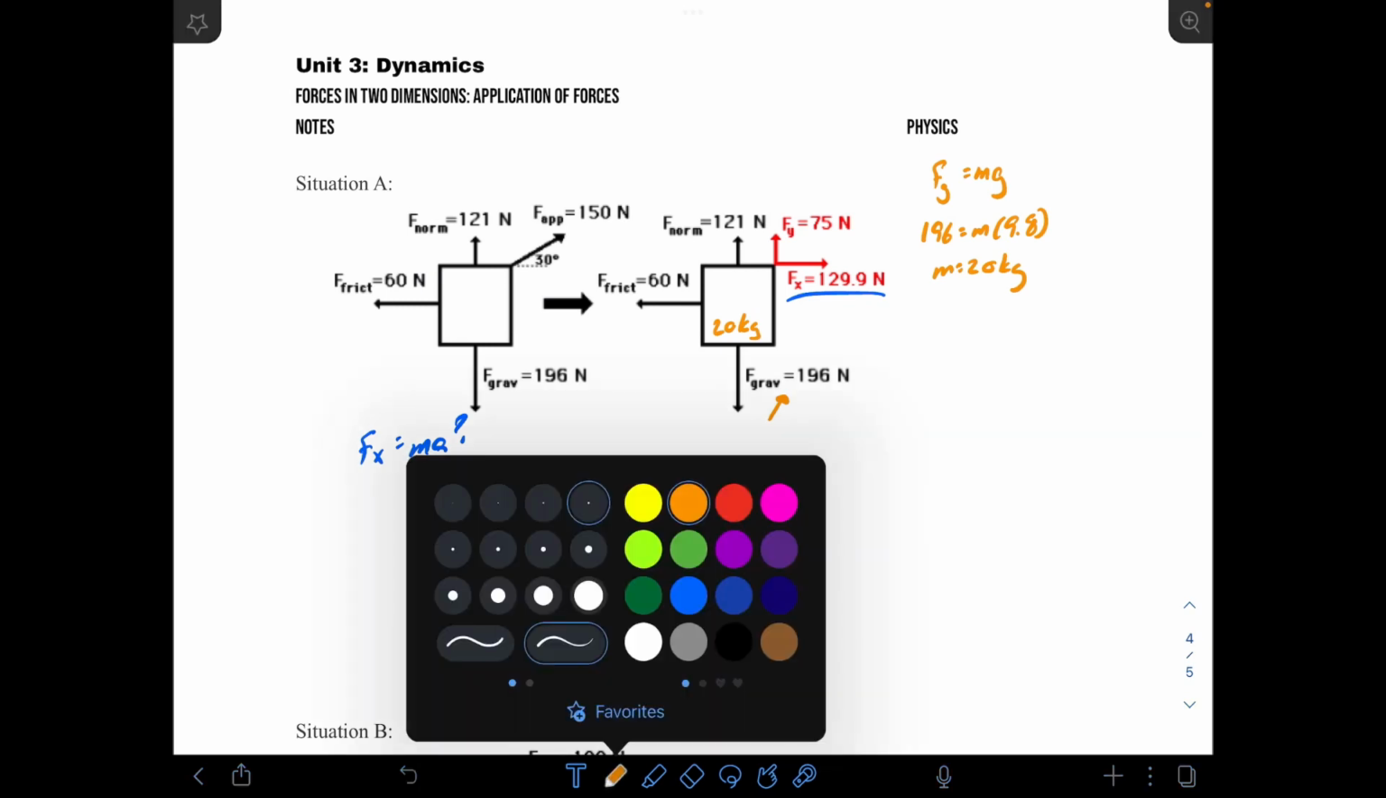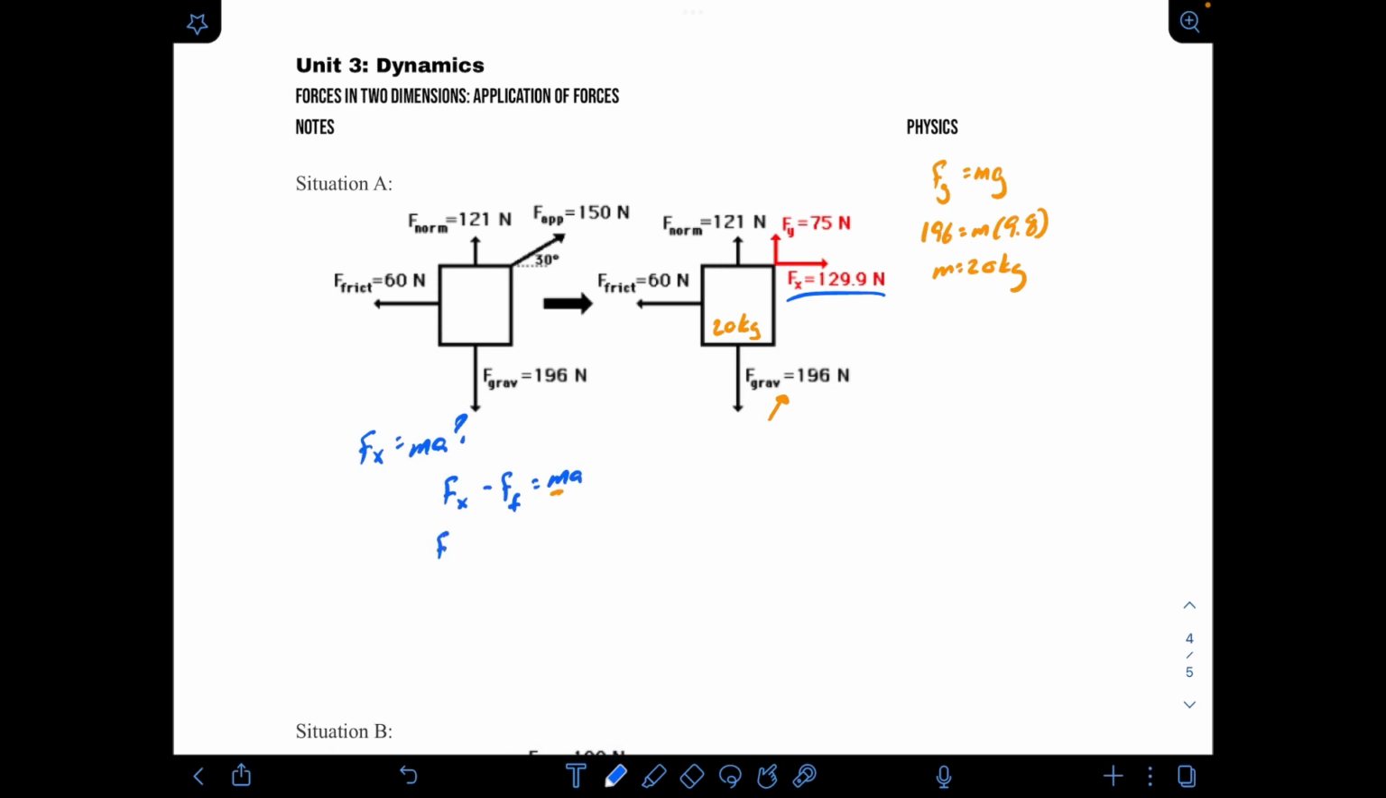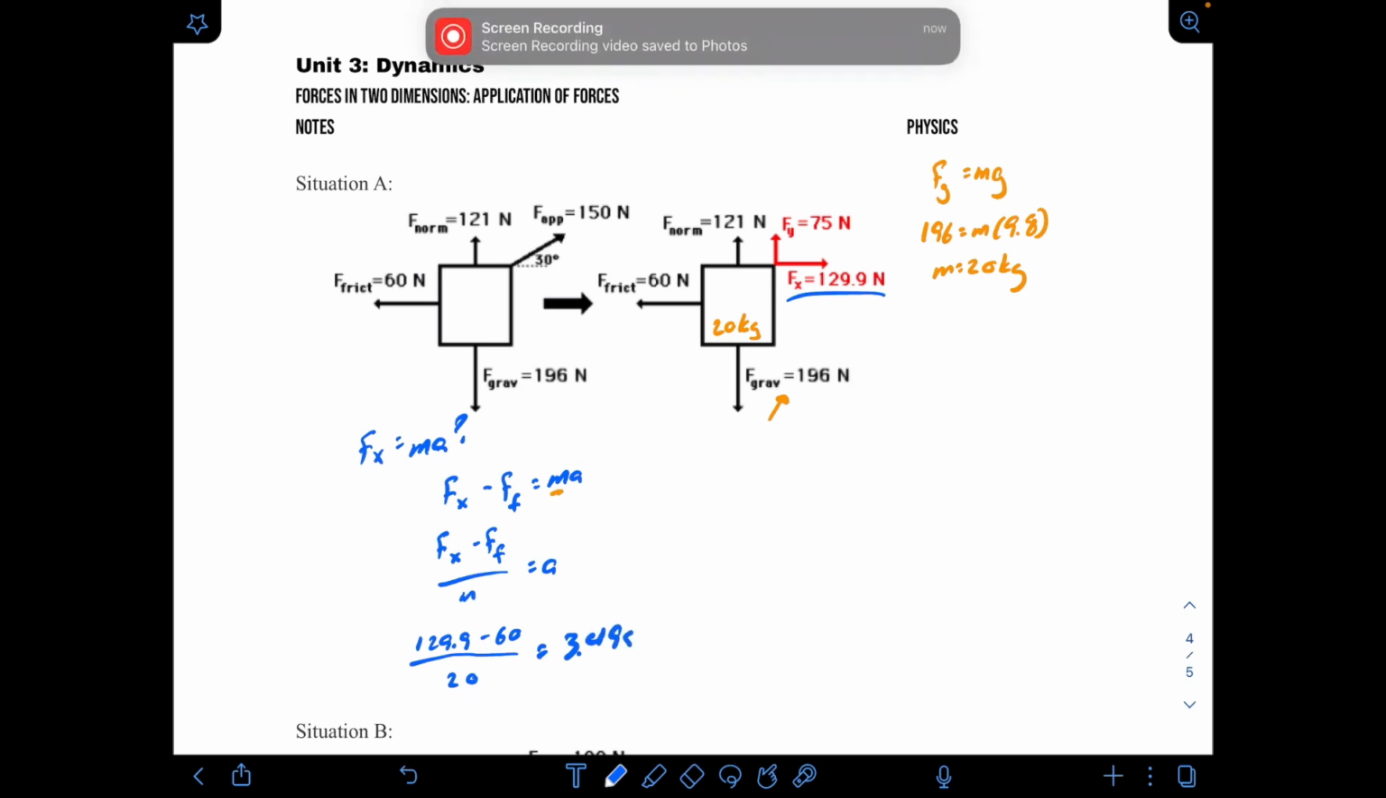And what's going to happen is before I do any of the numbers, I look at this and all I'm really doing is this is the little equation I end up solving. And now I can just plug and chug. So f of x looks like it is 129.9 minus a friction force of 60. So it does look like there's an acceleration, I can already tell, divided by 20, of about 3.495 meters per second squared.